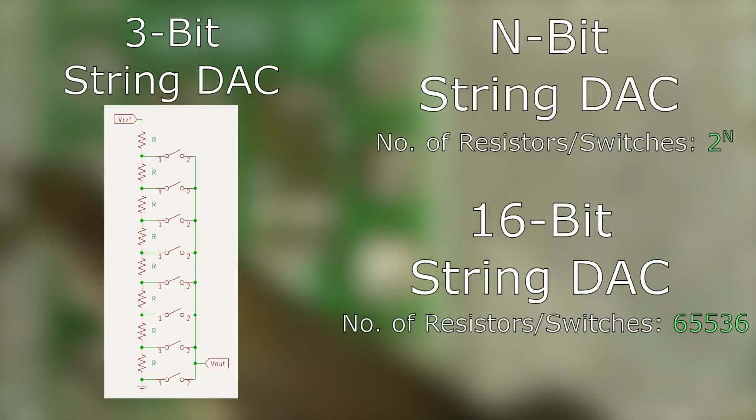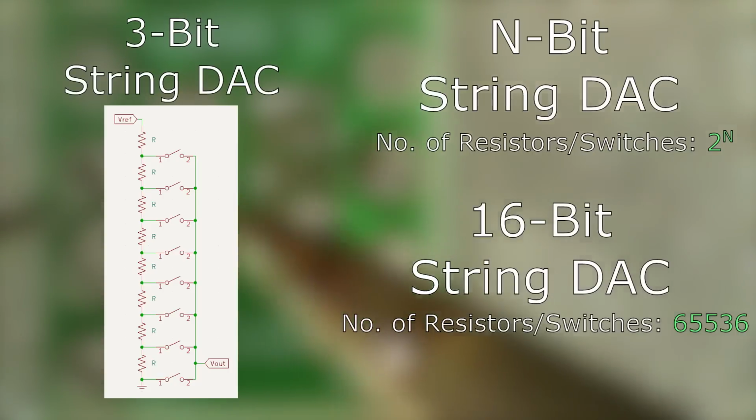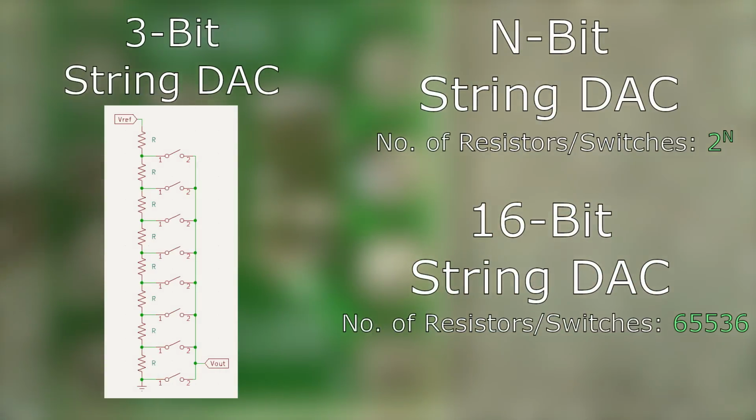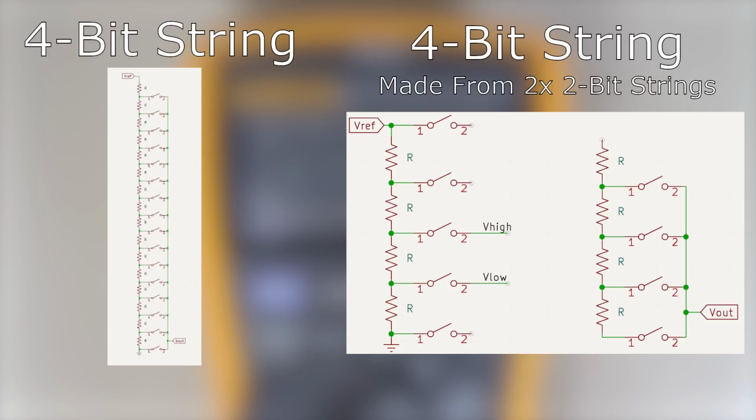Luckily, there's a way that you can divide up the DAC into multiple parts. That way, we can avoid the danger of those large exponential numbers. Let's turn this 4-bit string into 2 2-bit strings. On the first 2-bit string, instead of tapping into only one of the outputs, let's tap into 2 of the outputs. Let's name these 2 outputs V-low and V-high.